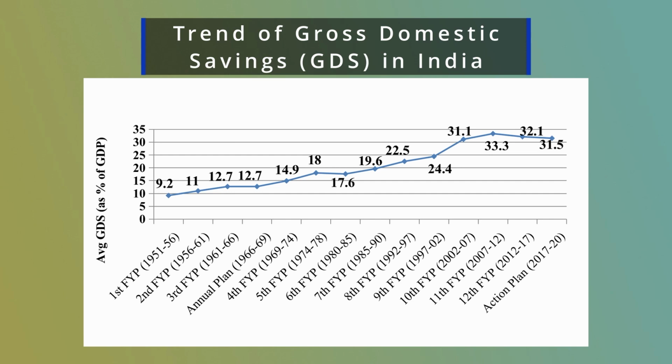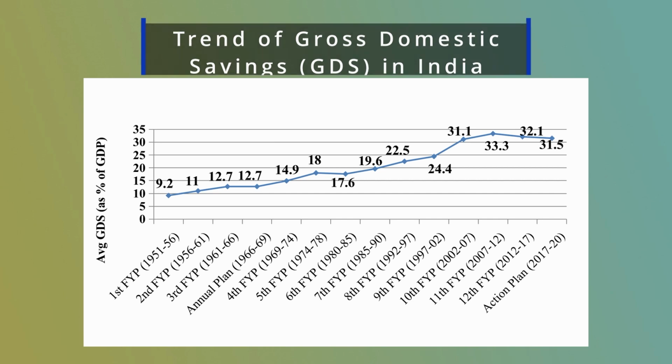And gradually it went up to 11% during the second 5-year plan. It remained almost stagnant during the third 5-year plan and the annual plan, 12.7%, and gradually it went up to 18% during the fifth 5-year plan. Now, what is the basic reason behind the gradual increase in this gross domestic savings?